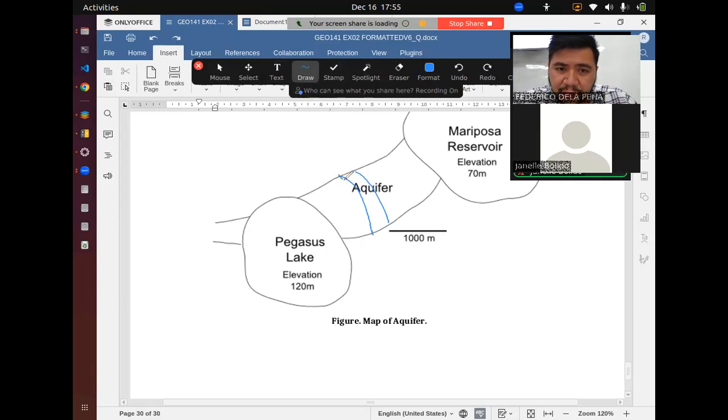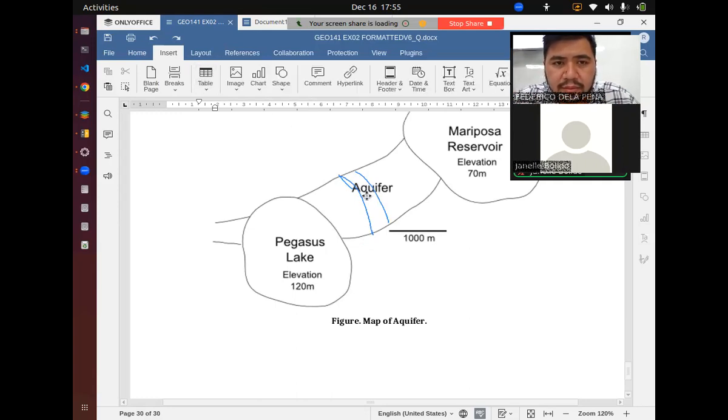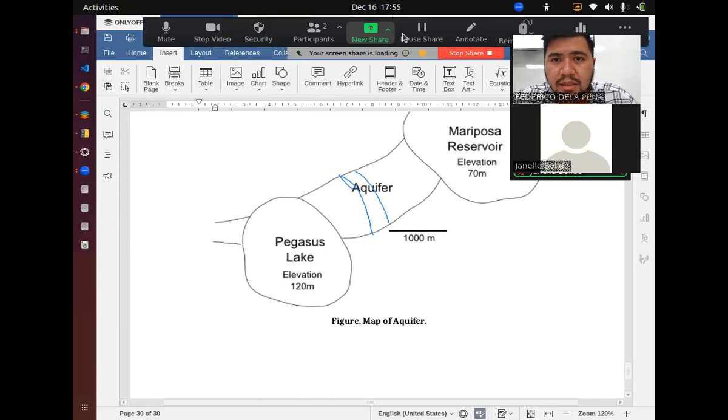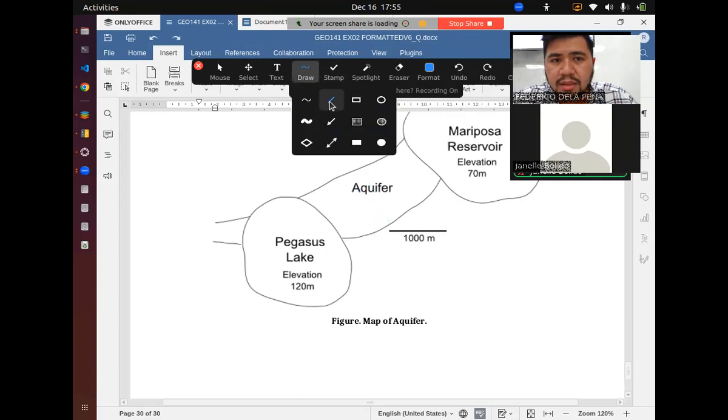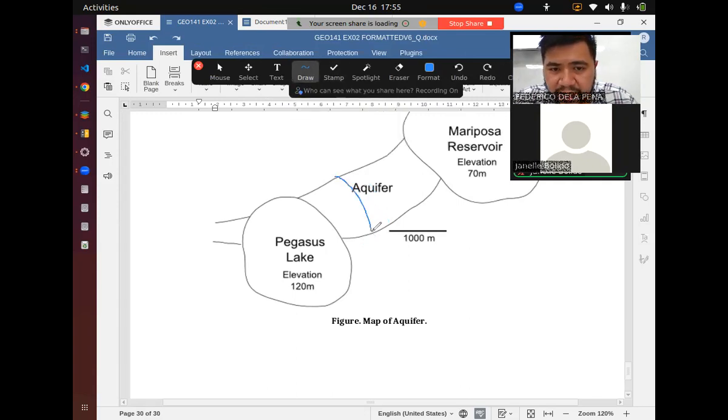So let's say this is one equipotential line or contour line of your water table, and this is another one. So it's just like a topo map, no? Let's say the value of this line is 100 meters groundwater table elevation in meters.